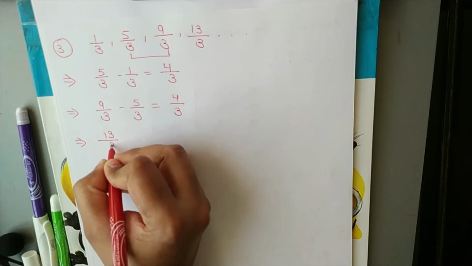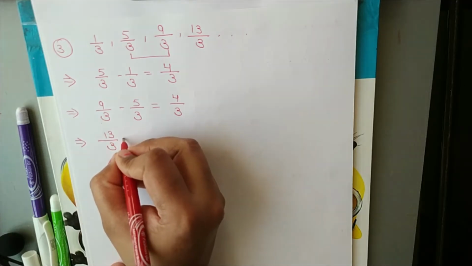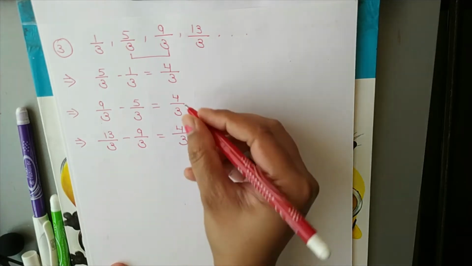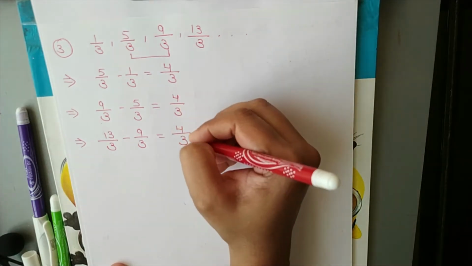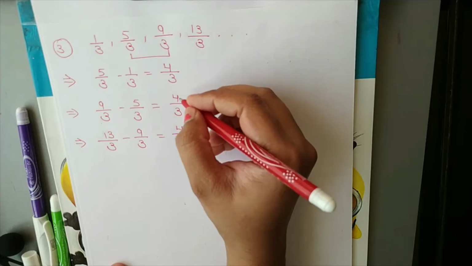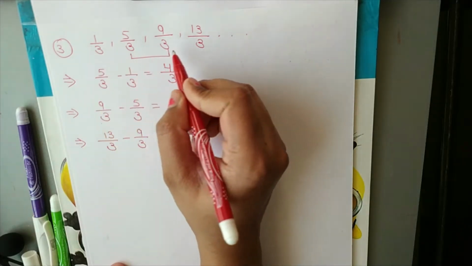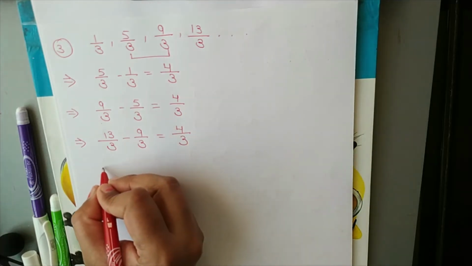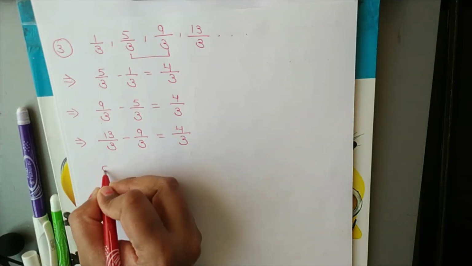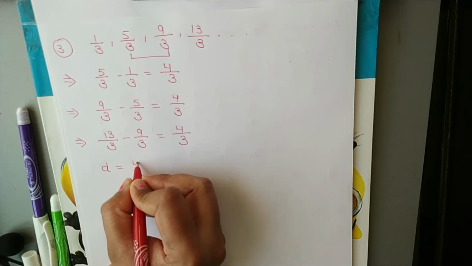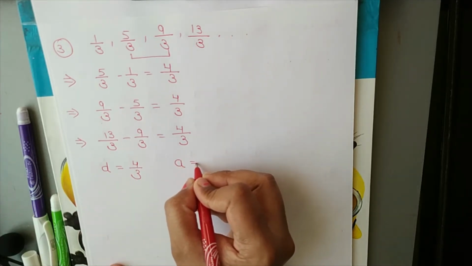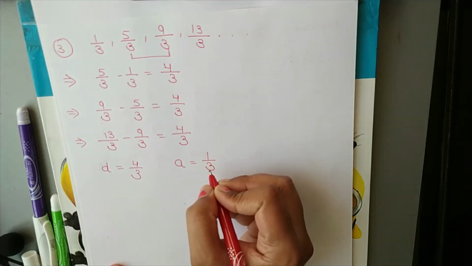Then 13 upon 3 minus 9 upon 3, that is 4 upon 3. See, the common differences are the same. It means you can also say these are in AP. Then the common difference, denoted by D, is 4 upon 3, and the first term, denoted by A, is 1 upon 3.